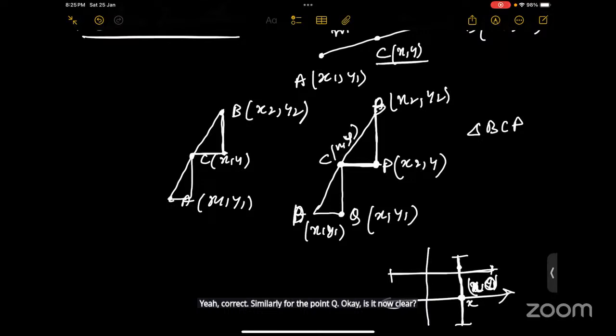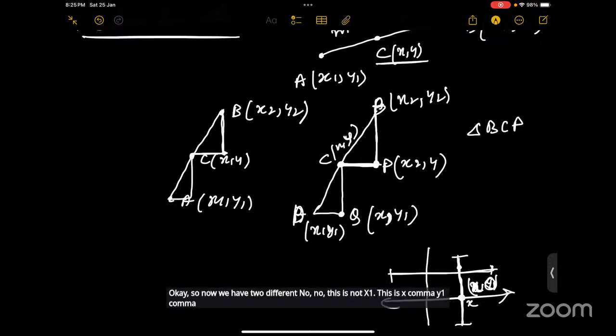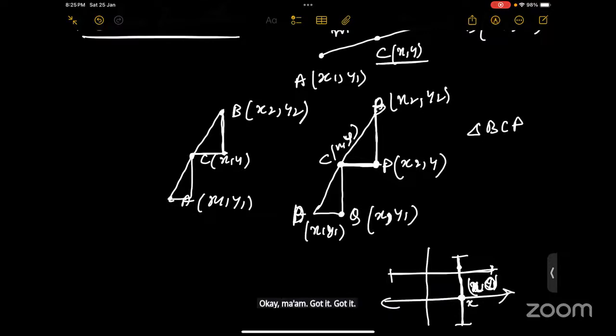Yes, ma'am. So the point Q is x1, y1? No, this is not x1. This is x comma y1. Okay, ma'am, got it. So now we have two different triangles, ACQ and BCP, right?